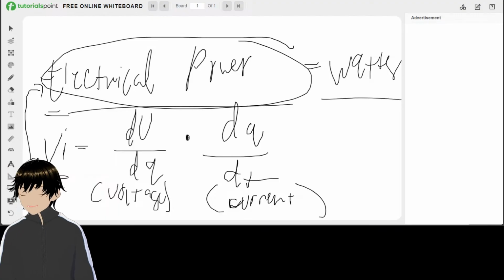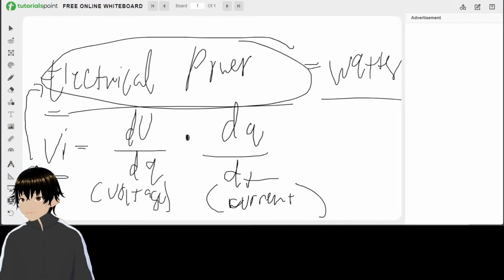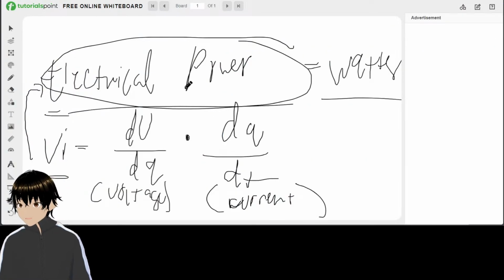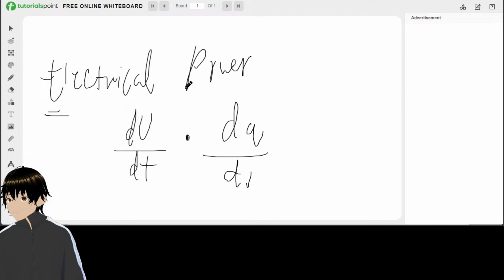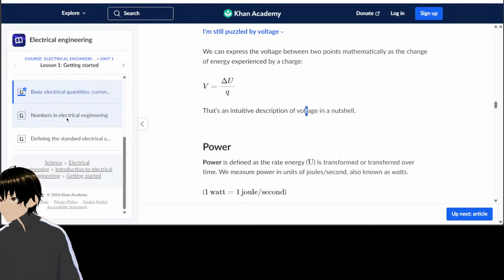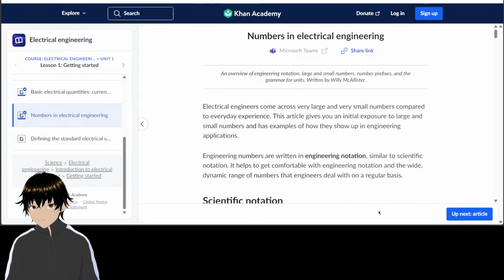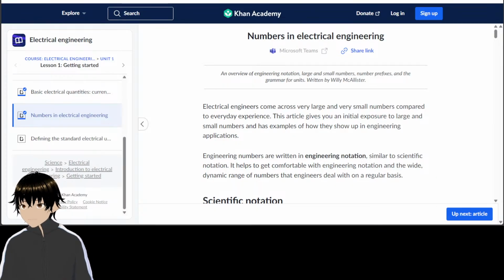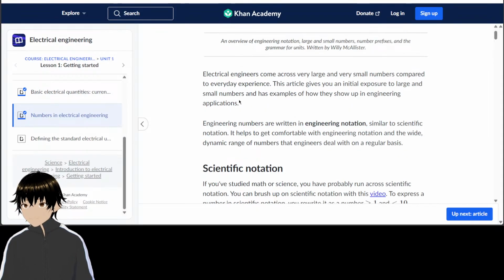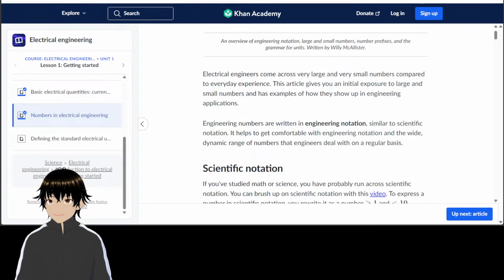Alright, so we're back again, and we're just going to continue where we left off. Okay, so we're done with the electrical power. Let's move on to the next lessons. So we have this: the small numbers compared to everyday experience.